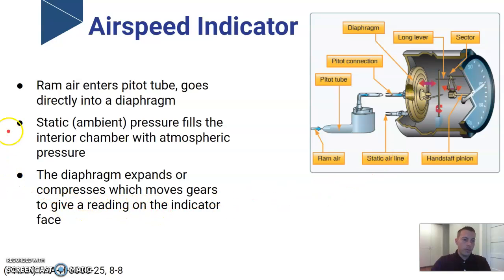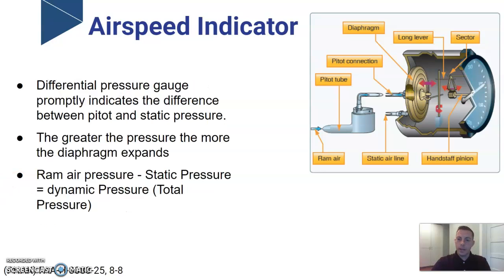And I'll just make sure I covered everything here. We have ram air enters the pitot tube and goes in the diaphragm, and our static ambient pressure fills the interior chamber, which we talked about. And then the diaphragm expands or compresses, which moves the gears with the face dial.